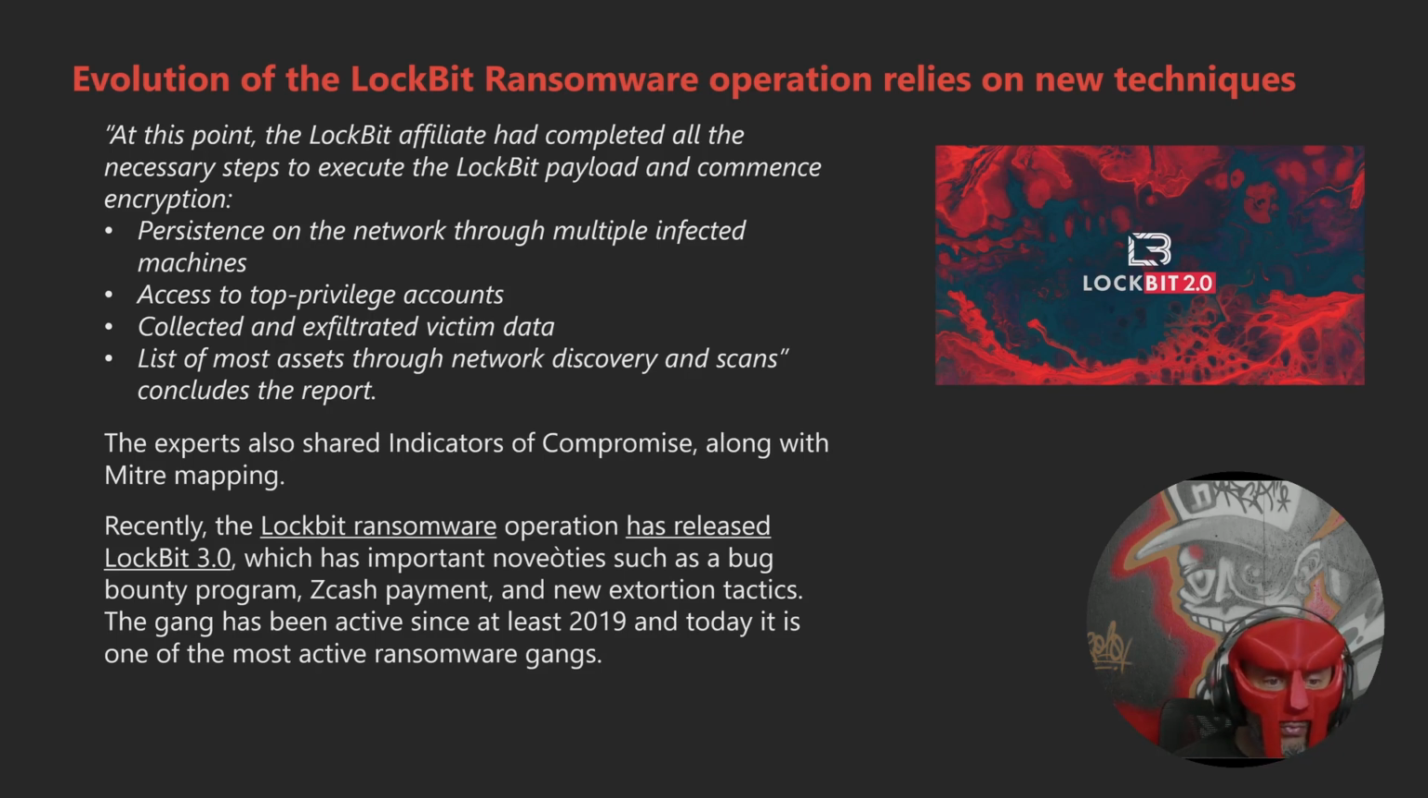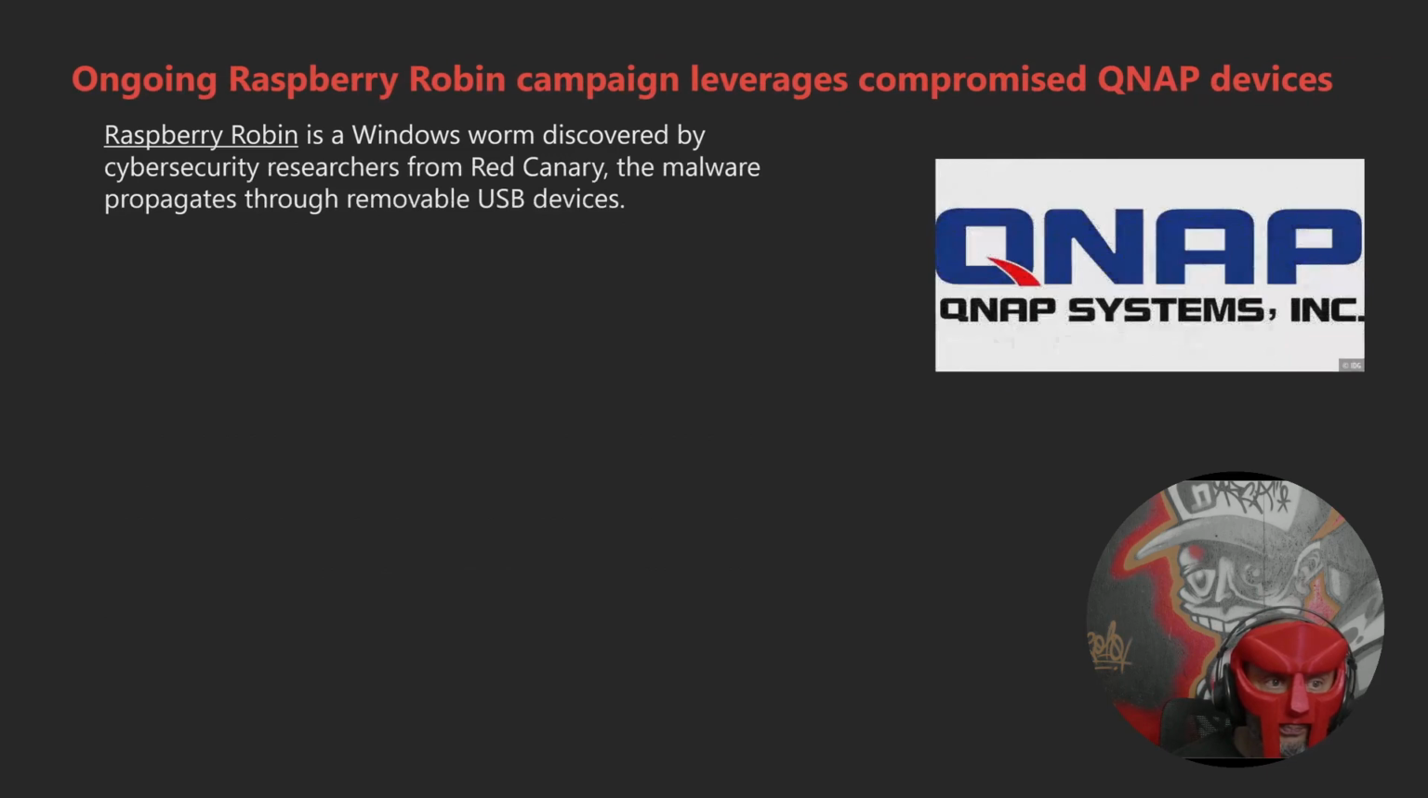Recently, the LockBit ransomware operation has released LockBit 3.0, which has important novelties such as a bug bounty program, Zcash payment, and new extortion tactics. The gang has been active since at least 2019, and today it's one of the most active ransomware gangs.